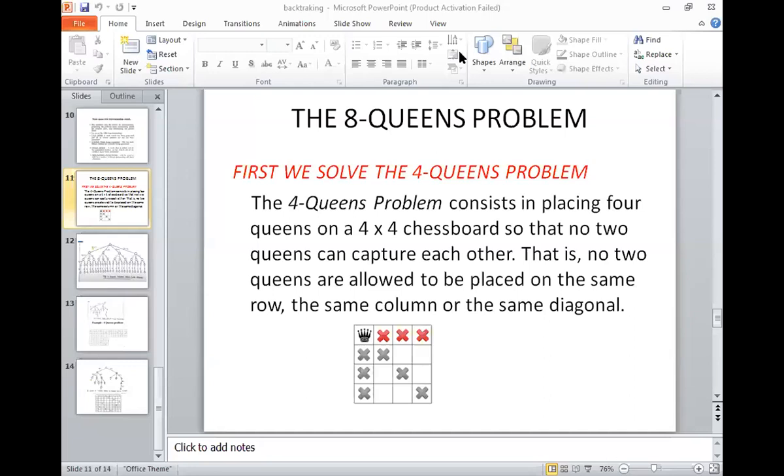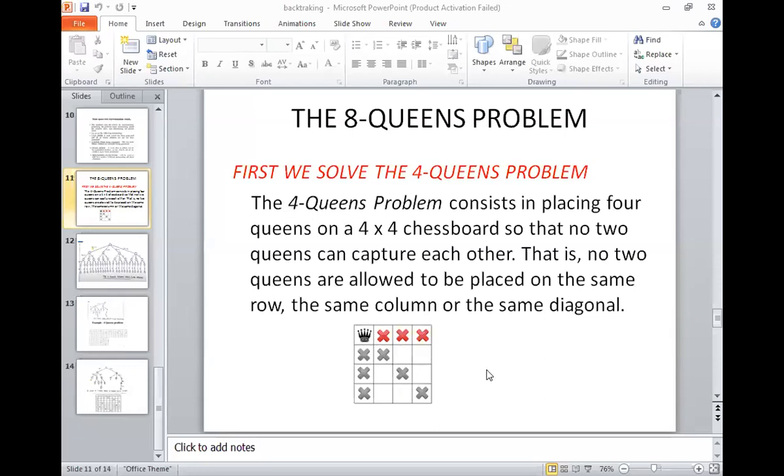Example for the queens problem. Here we have 4 queens. We have to place the 4 queens on a 4 by 4 chessboard. And what is the constraint? No 2 queens are placed on the same row, same column, or same diagonal.